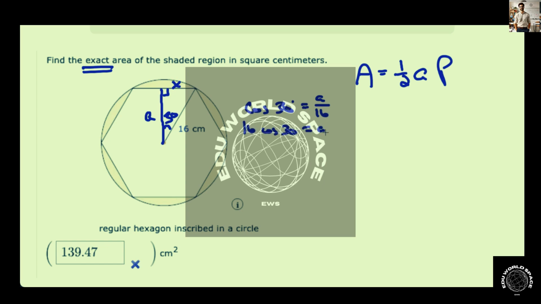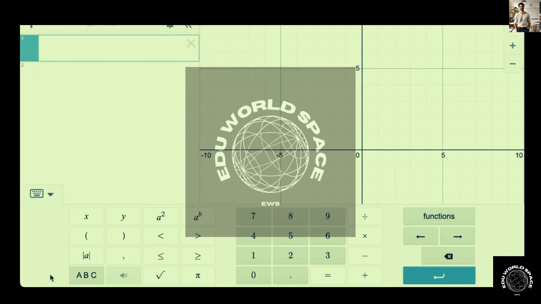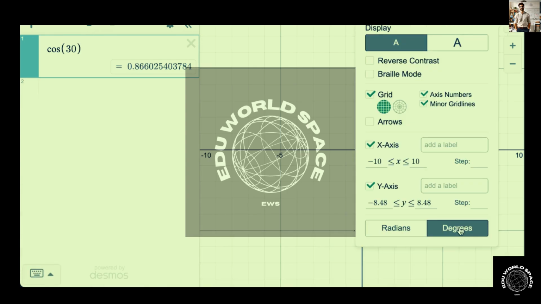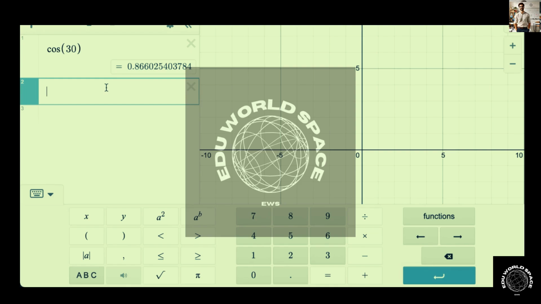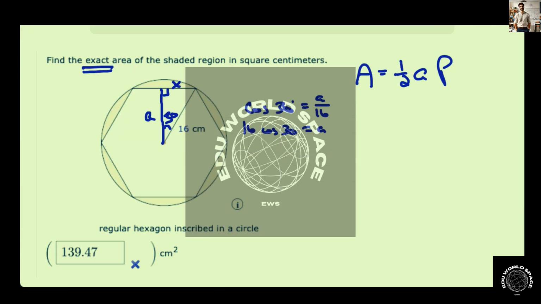Well, the cosine of 30 degrees in degree mode is not a nice number. Maybe you're familiar with it. It is the square root of 3 divided by 2 exactly. So the apothem is 16 times the square root of 3 over 2, which is just 8 square root 3 exactly. So 1/2 times 8 square root 3 times the perimeter.